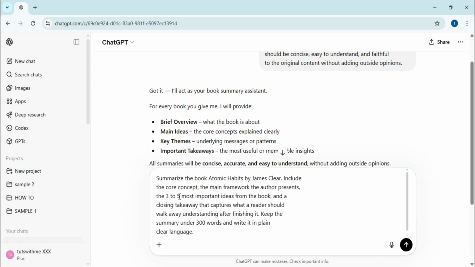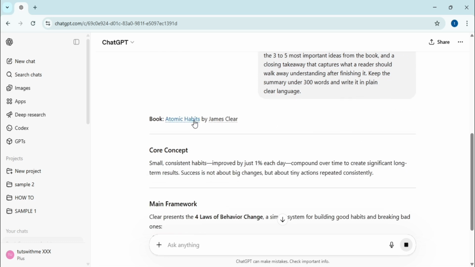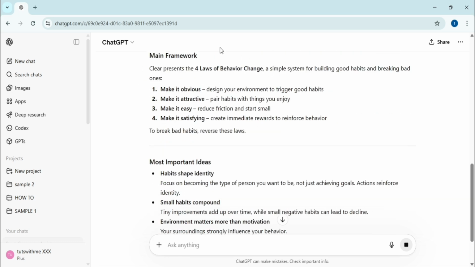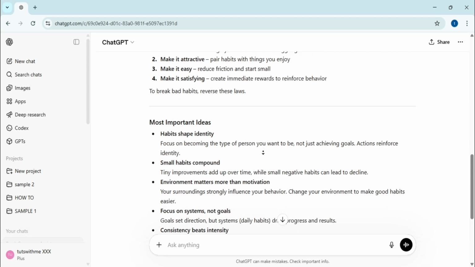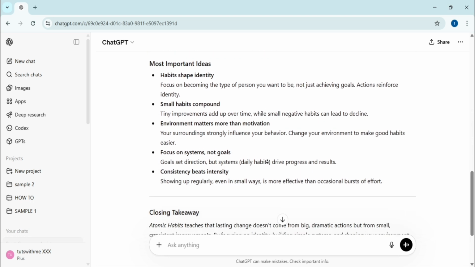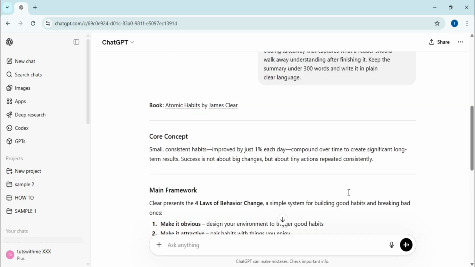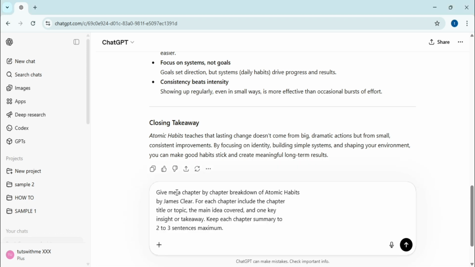Now, I'm putting it to the test with the book Atomic Habits by James Clear. I'm asking for a summary under 300 words written in plain language to keep the core message simple and easy to understand. The result is a great breakdown of the core concepts, explaining how small improvements compound over time into significant results. It highlights the 4 laws of behavior change and the idea that our daily systems are ultimately more important than our goals.